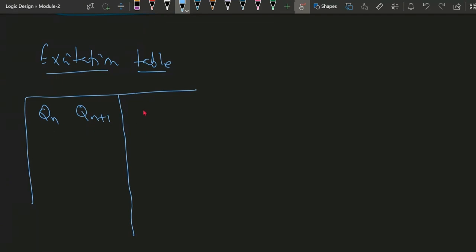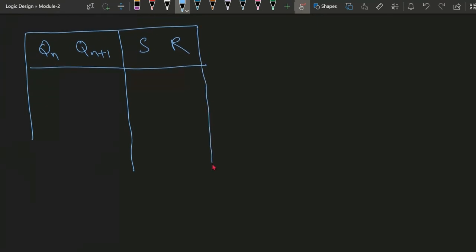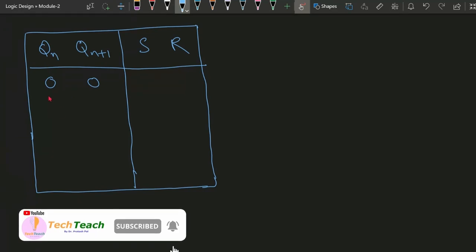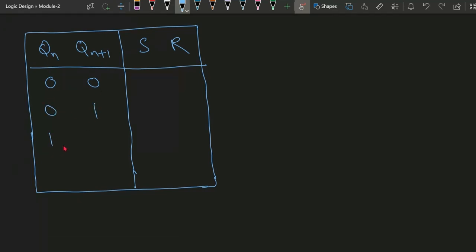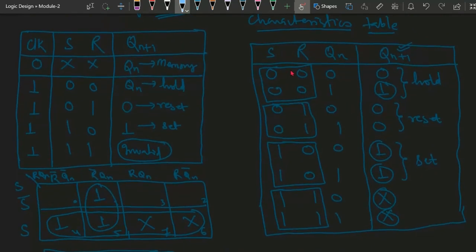These two will be the inputs, and the outputs, if it is SR, will be S and R. Two different outputs will be there, and inputs will be Qn and Qn plus 1. This gives the relation between the inputs and outputs. So it is 0 0. Two inputs are there, so combinations will be 0 0, 0 1, 1 0, 1 1. With respect to the truth table or the excitation table, you can get how we can find out the values.